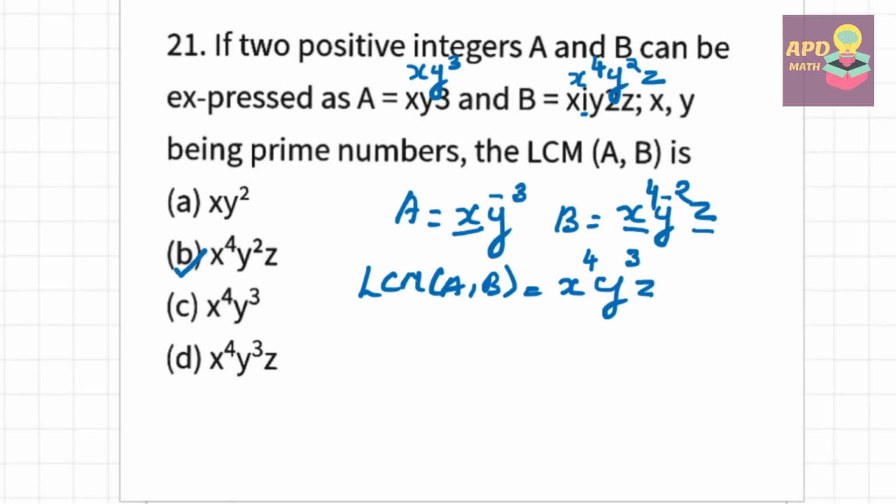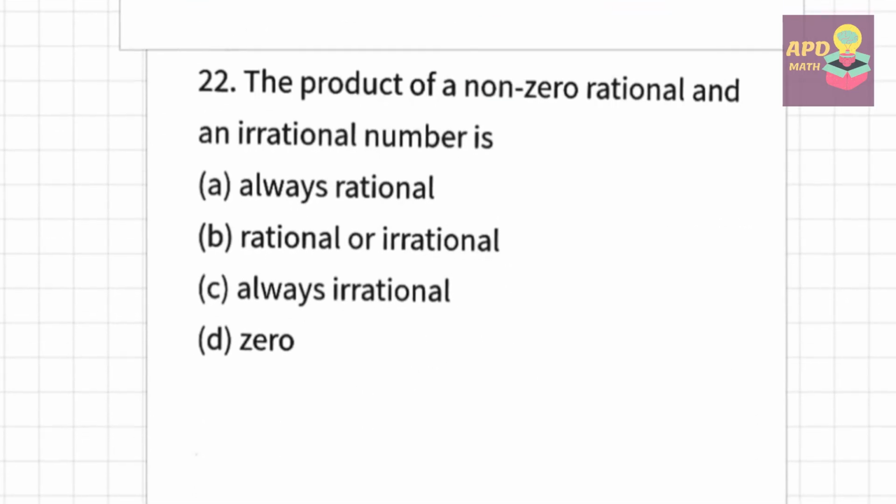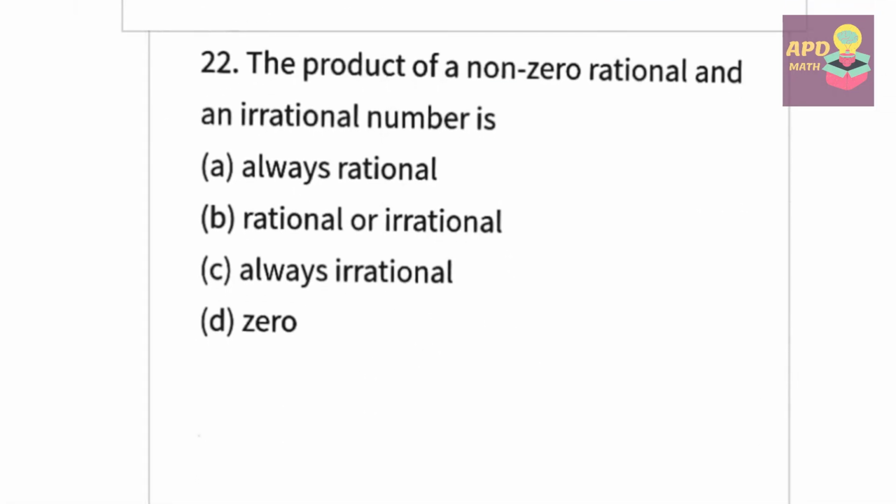Now the next one is the 22nd question. The product of a non-zero rational and an irrational number is, four options: always rational, rational or irrational, always irrational, 0.